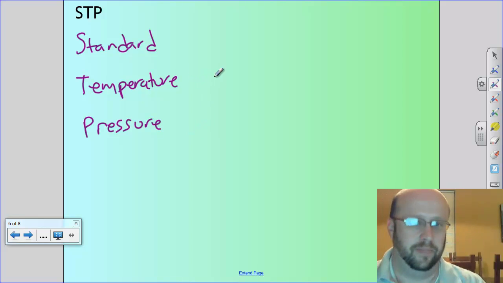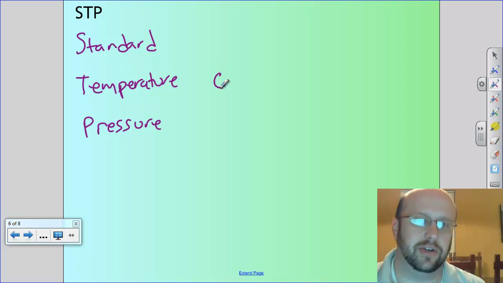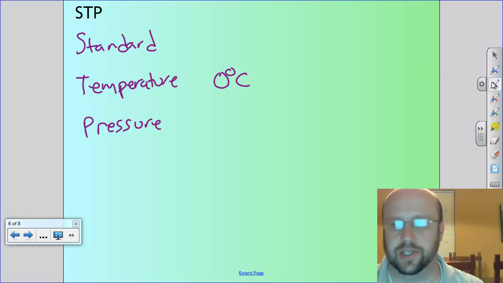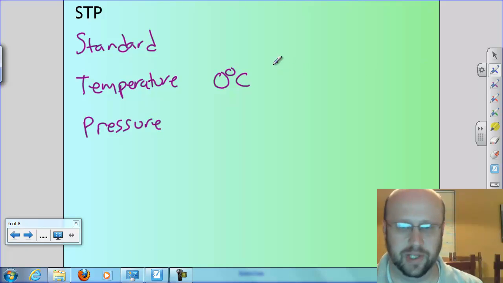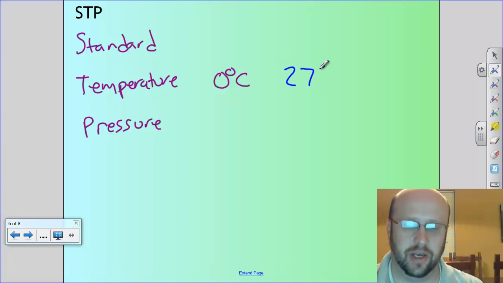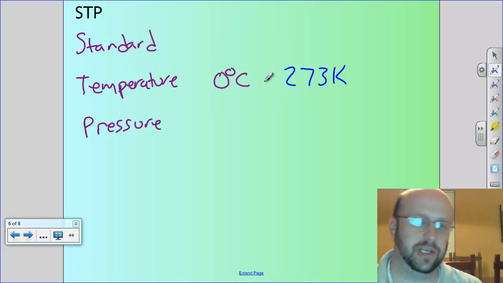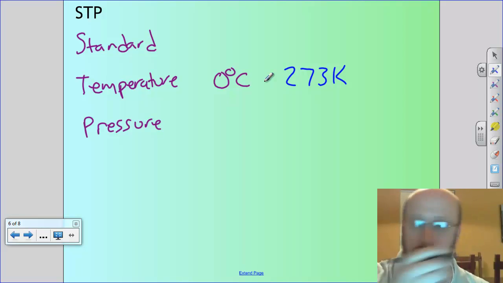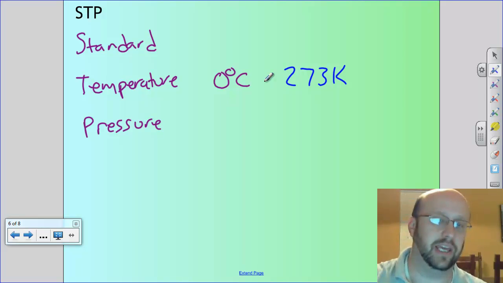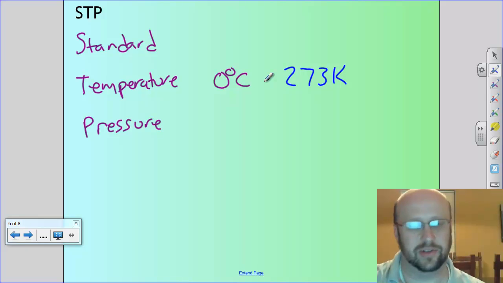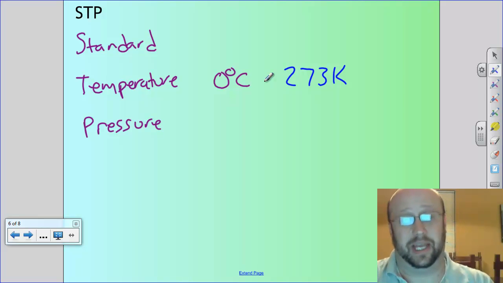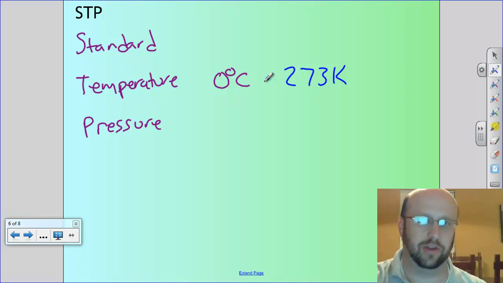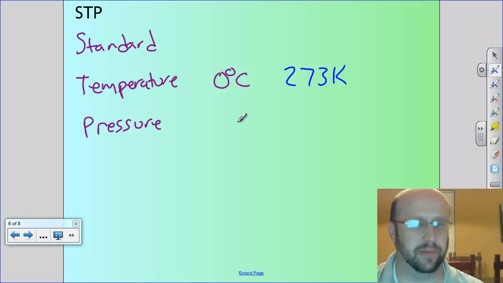The way this is defined is that standard temperature is 0 degrees Celsius. Now, what is 0 degrees Celsius? That actually means 273 Kelvin. Why did they pick that? Because that's the freezing point. I don't really know. To me, it probably would have made a little bit more sense to make it about 298 Kelvin or 25 degrees Celsius, because that's close to room temperature. But I guess that depends on the room you're in. So they picked something a little bit more standard, which is the freezing point of water. So 0 degrees Celsius is standard temperature.